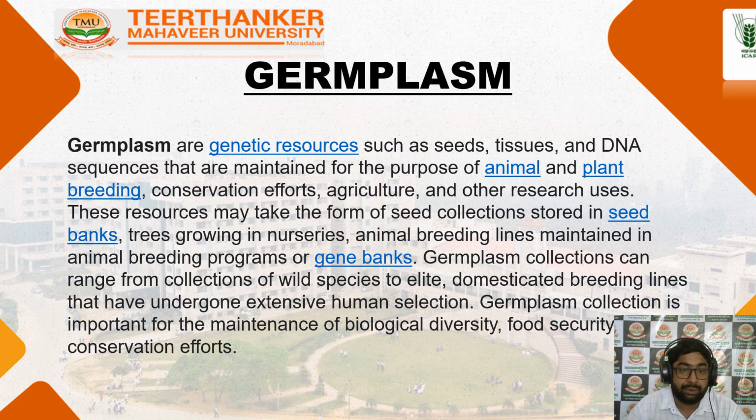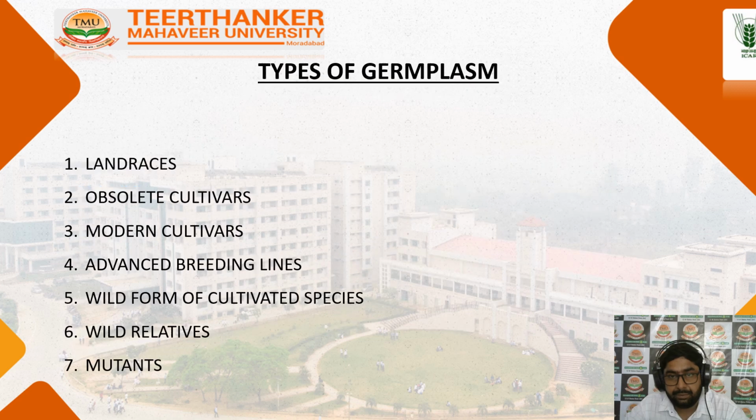Germplasm collection is important for maintaining biological diversity and food security, because different germplasm have different qualities and characteristics. Like some wild germplasm in mustard, which I know personally, grown in Brassica juncea, having the best quality against disease and insect resistance. So that is very essential for security in future.